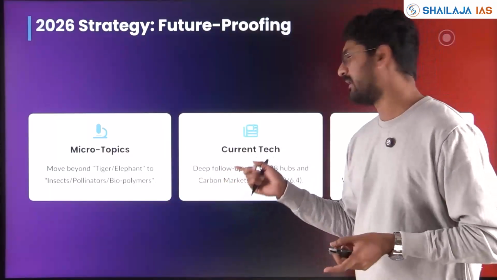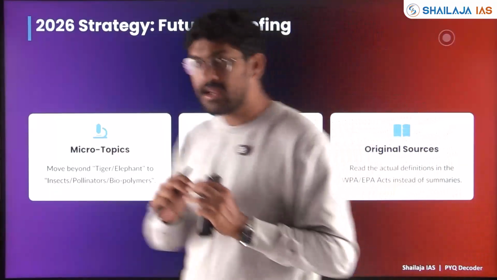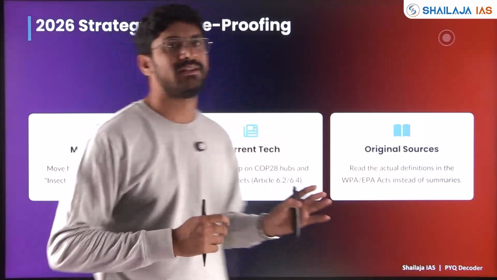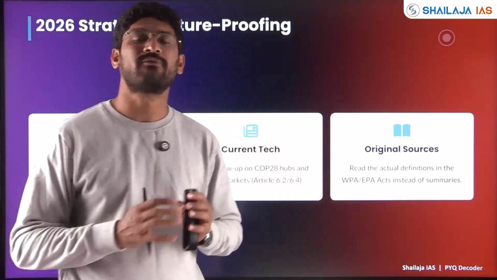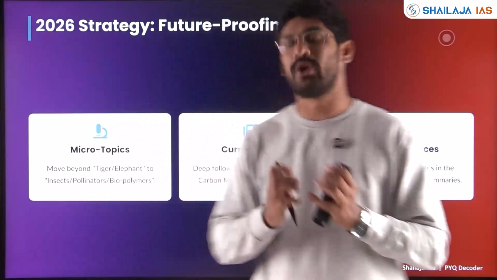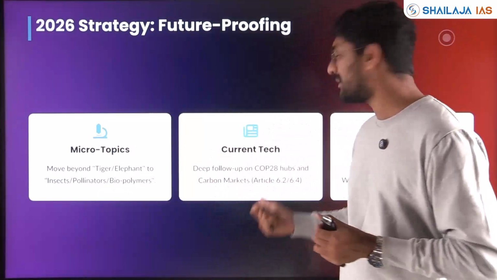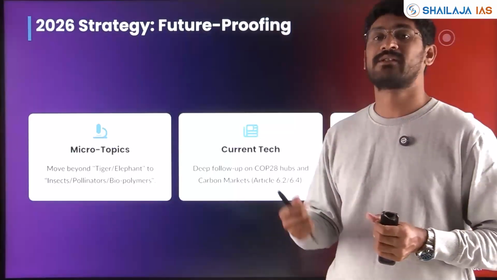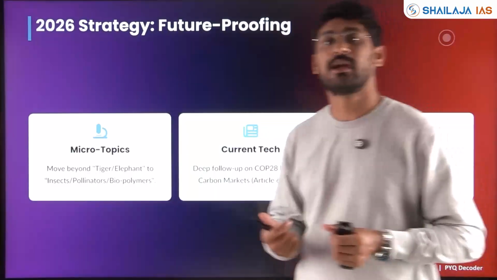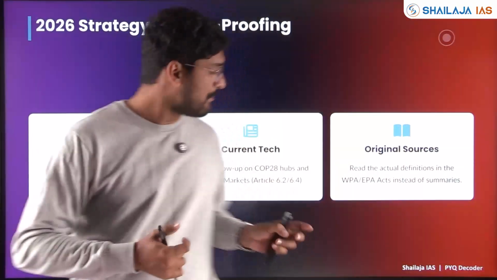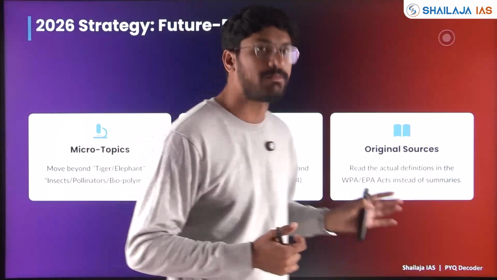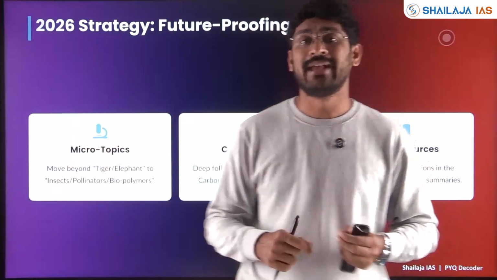Then current affairs: follow deeply, not just COP26, where did it happen? Those kinds of questions are coming, but what is the question? What are the important clauses? What are the important articles with respect to, for example, carbon markets, carbon credits? Article 6.2, 6.4 were asked in 2025 directly.